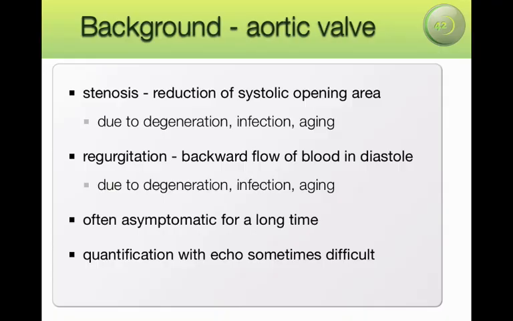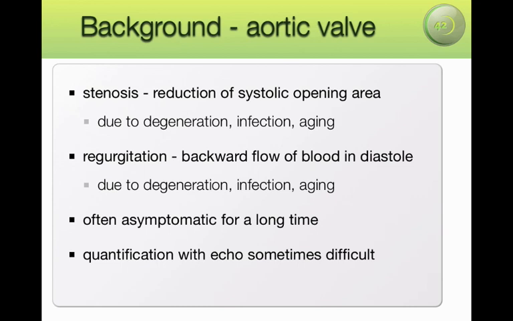Aortic valve diseases consist of two different entities. The one is stenosis of the aortic valve, which means a reduction of the systolic opening area, which may be due to degeneration, infection, and/or aging. And the other part is regurgitation, which means there's a backward flow of blood in diastole into the left ventricle, most often due to degeneration, infection, and again aging.